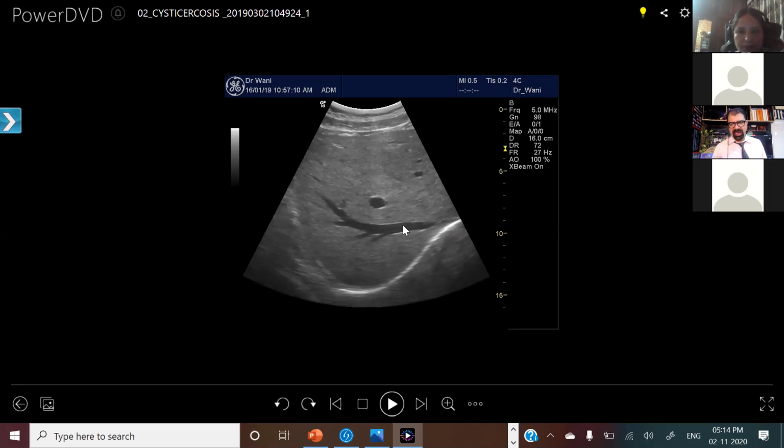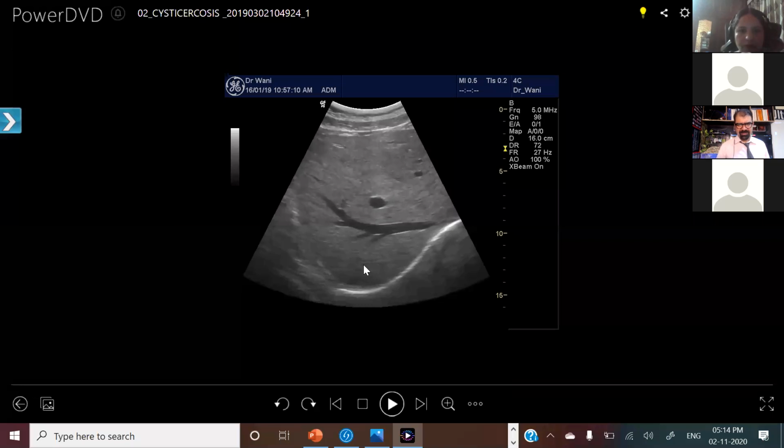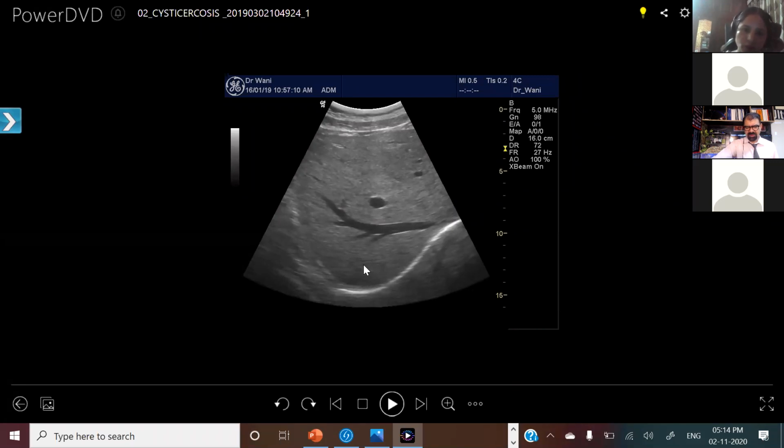What am I seeing over here, and which vessel is this? The vessel which is in longitudinal section, that is the portal vein because of the walls. No, sir, that is the hepatic vein because of the physics. So what you have to first see is the walls. That is what I am repeating time and again. You have to see the walls, walls and walls. The one which has a bright wall has to be a portal vein.